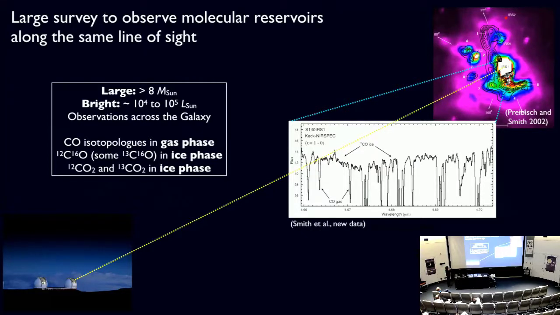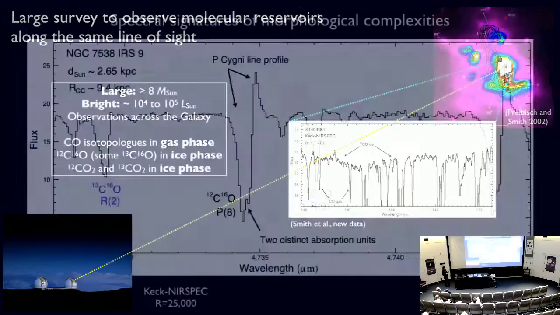And so we have large, bright YSOs, and the nice thing about massive young stellar objects is that we can probe more than one reservoir along a single line of sight. So we have ice and we have gas along a single line of sight for one single target. And that means that we can compare isotope ratios in CO gas, for instance, with CO2 ice, especially with carbon, and sometimes with CO ice.